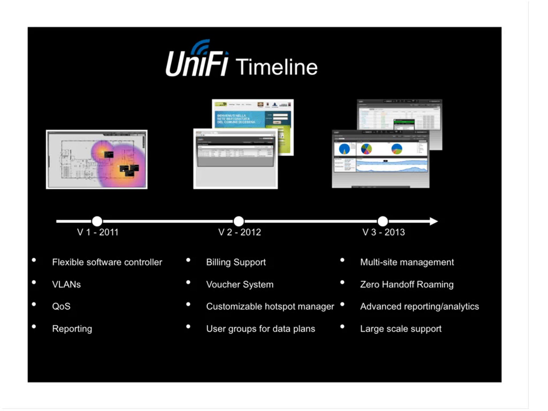With UniFi 3, we've really focused on mobility and scalability. So we really focused on capabilities like multi-site management, which we'll talk about in a moment, a very innovative capability called zero handoff roaming, which enables mobile users to seamlessly migrate between access points, and better reporting and analytics so that you can really understand what's going on across a large deployment. So, a number of capabilities that give you some terrific options for larger deployments, which we're seeing more and more of.